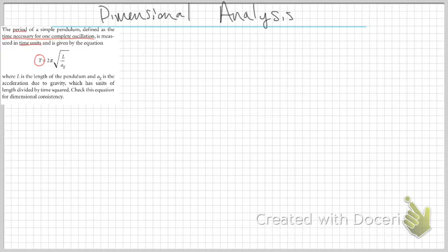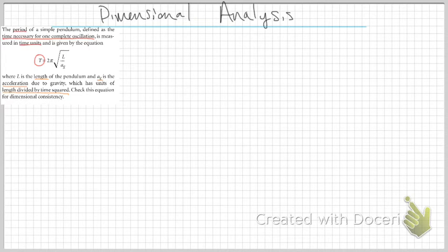And the problem tells us that acceleration due to gravity has the units of length divided by time squared. Or I would really correct that and say it has the dimensions of length divided by time squared. And its units would be something like meters divided by second squared. Anyway, check this equation for dimensional consistency.